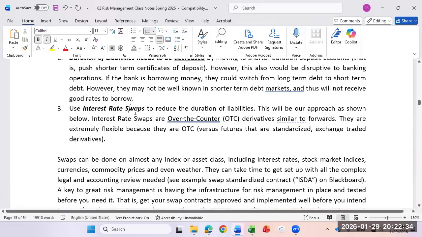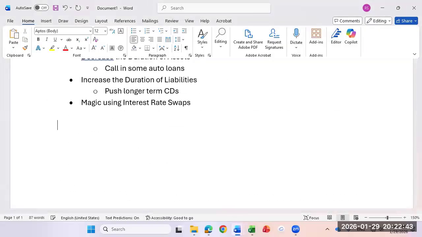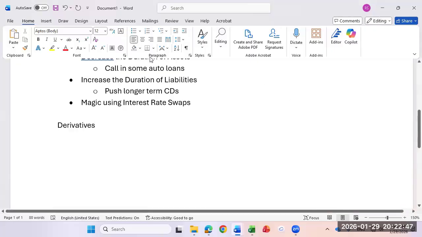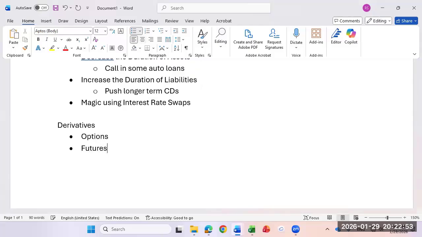It is a derivative. There's two types of derivatives. Anybody know the two types? There's only two types. Do y'all know the two types? Anybody? Options and futures, exactly. So where do swaps fit in? Are they options or are they futures? So swaps are in the futures area. What's the difference with options?